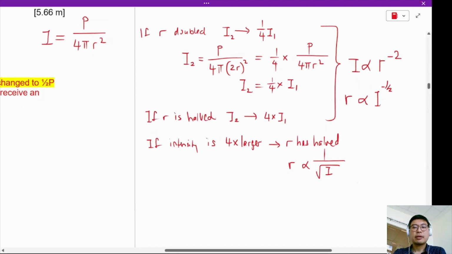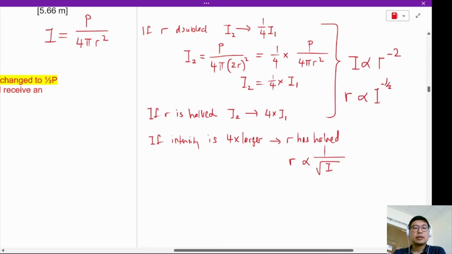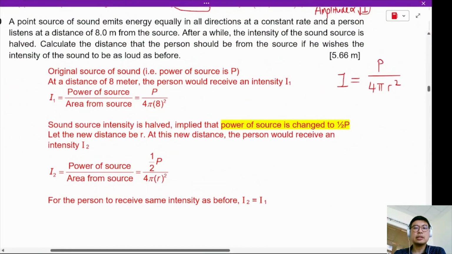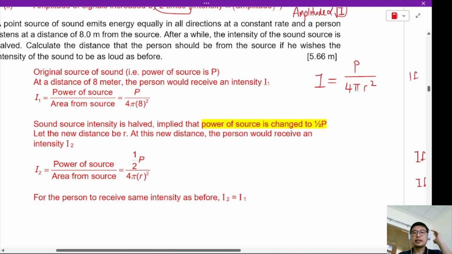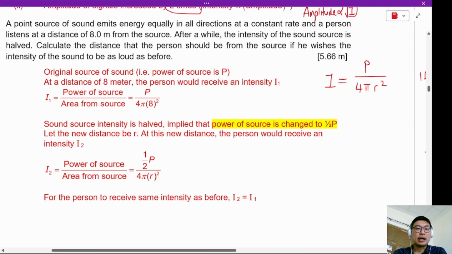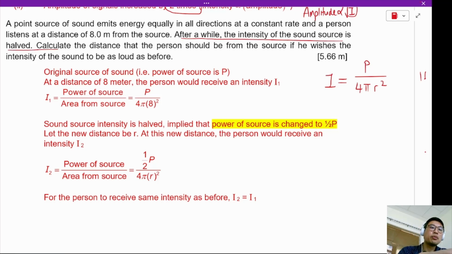Okay, all right, so now, let's take a look at the question. Now, the intensity of the sound source is half. After a while, the intensity is half. And you want to make it such that the intensity is as loud as before. So let me show you what is the situation over here.